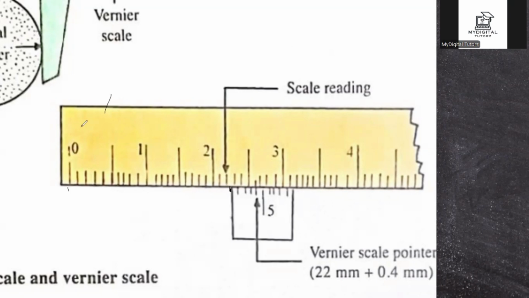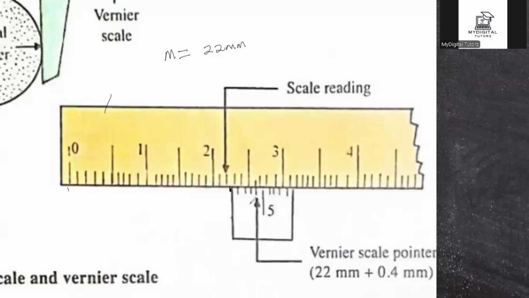Here I have, if it's in centimeter, 1 centimeter, 2 centimeter, 2.1, 2.2. If it is in millimeter, I have 10 millimeter, 20 millimeter, 21, 22 millimeter. Let's work in millimeter. I have 22 millimeter. My main scale is equal to 22 millimeter.